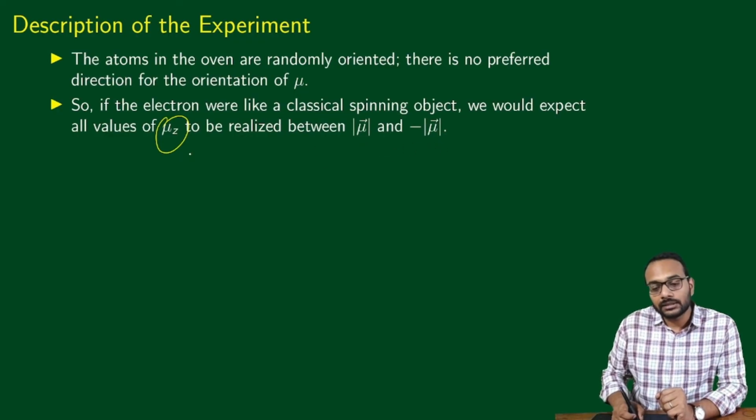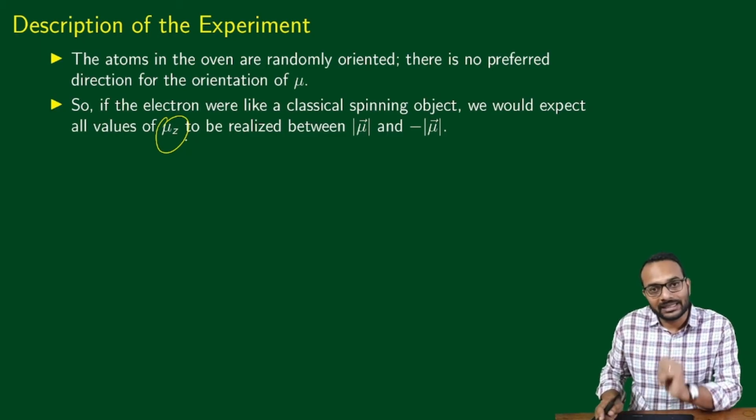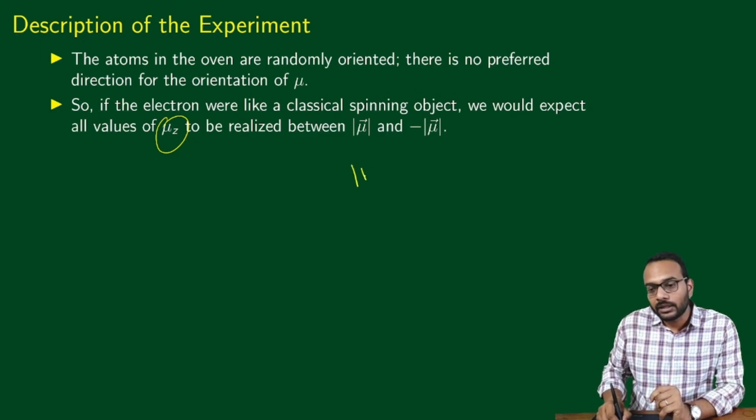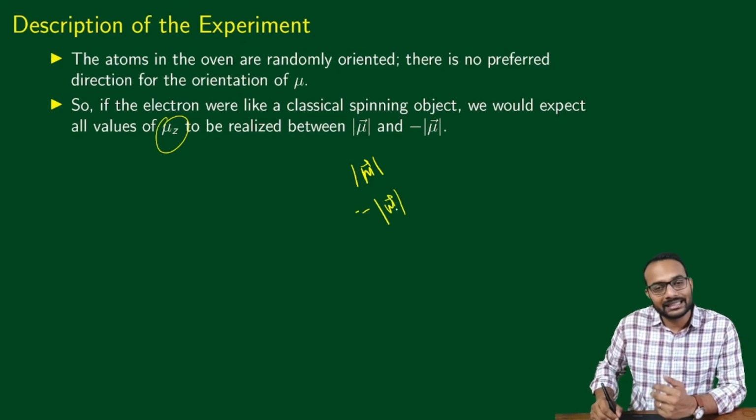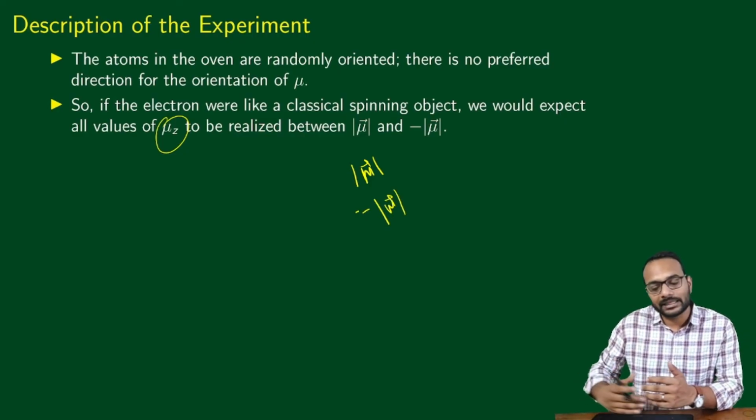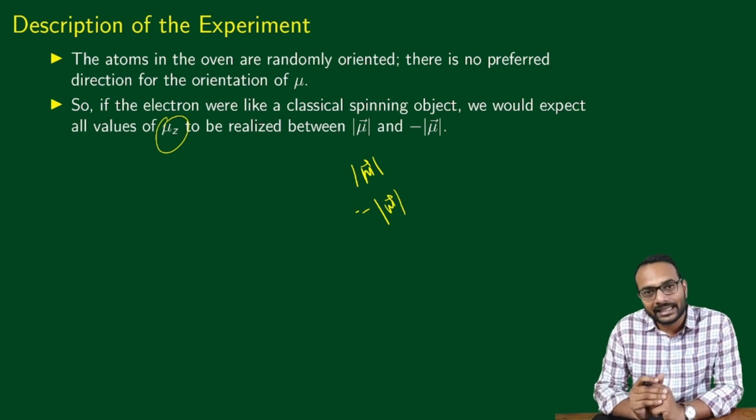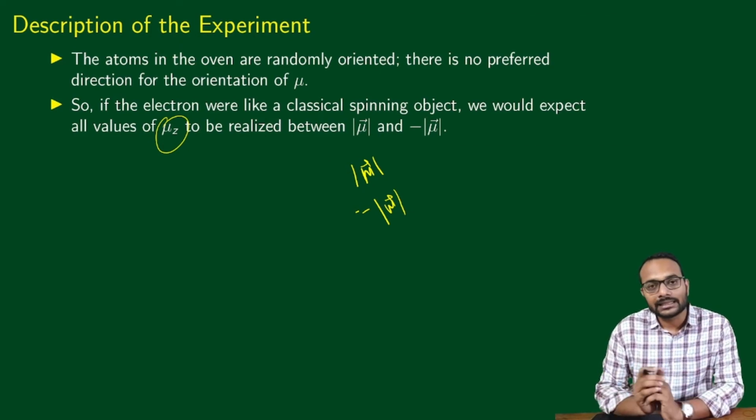All of the magnetic moment could be in the z direction, and then you would have plus modulus of mu vector. All of the magnetic moment could also be in the minus z direction. Then you will have minus modulus of mu vector. These are the extreme values, but then we'll expect all sorts of values between these extreme values. This is our classical expectation.